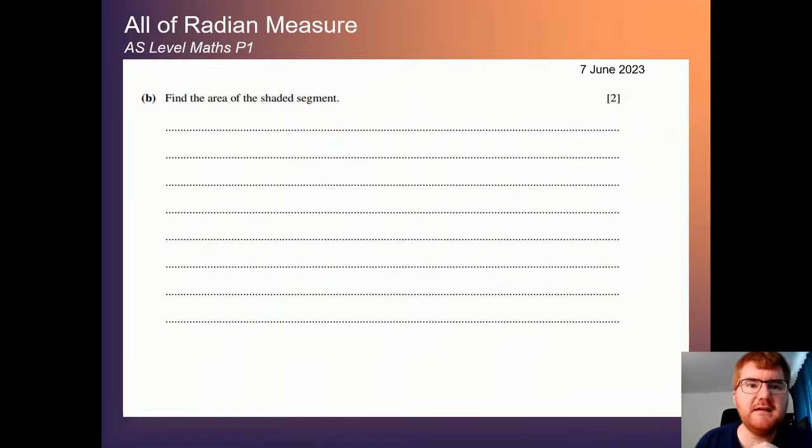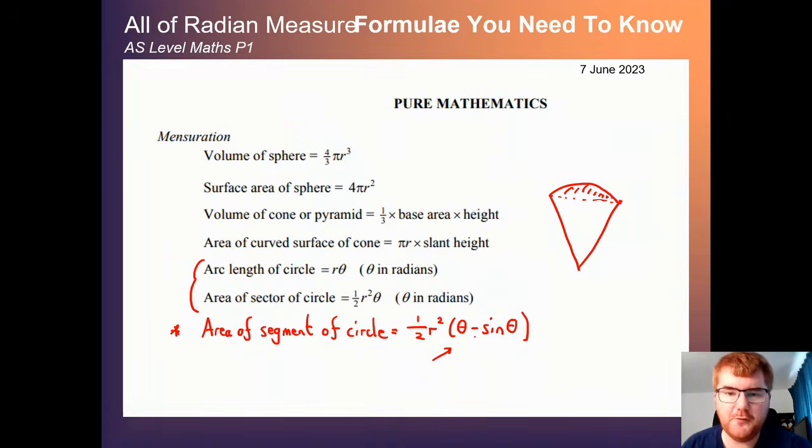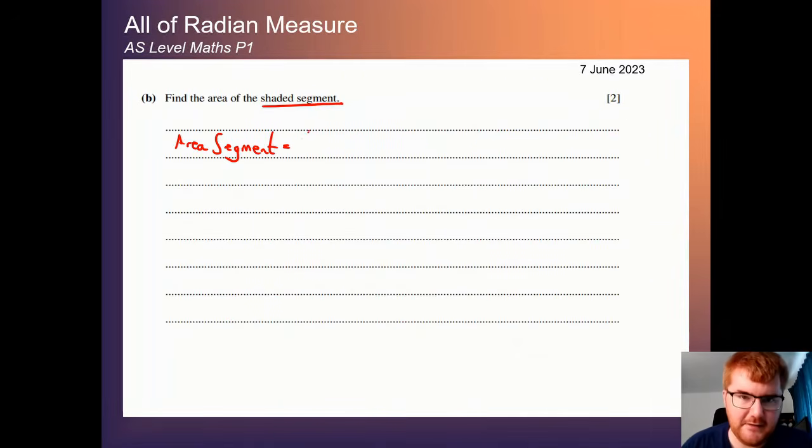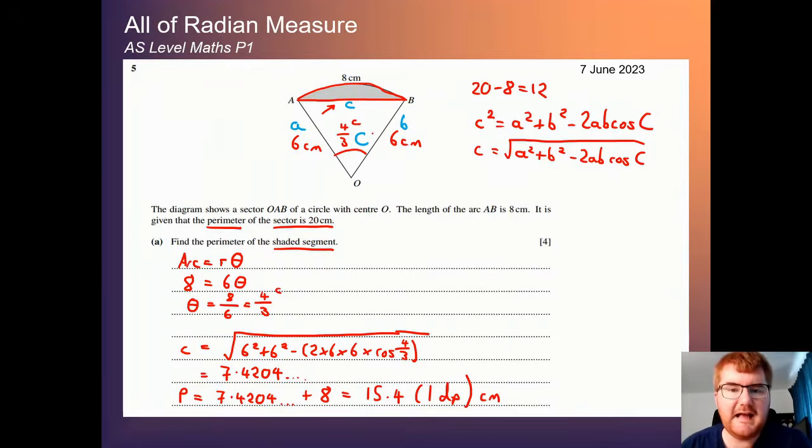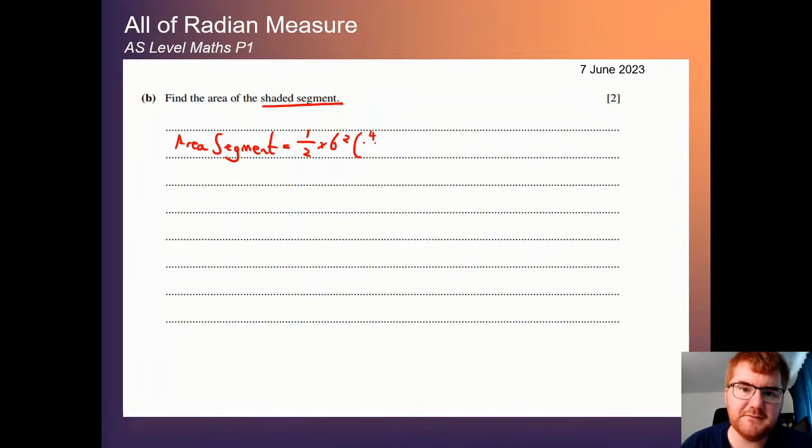On to question B, again very common here: area of the shaded segment. This is why if you have that formula to hand and know it, it can save you a ton of time. So to remind you, we're going to use this formula here: half r squared (theta minus sine theta), everything in radians please. So we get a half. Now the radius is equal to 6, so half times 6 squared. The angle was 4/3 in radians, minus sine 4/3. And all we do at this point is just use the calculator.